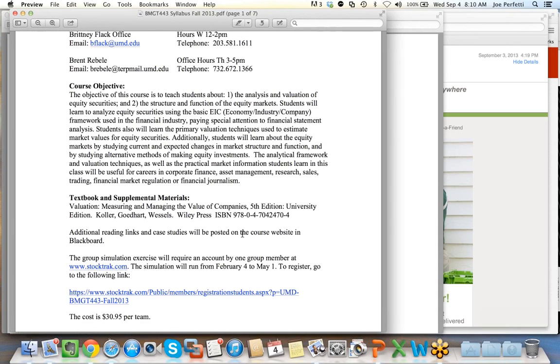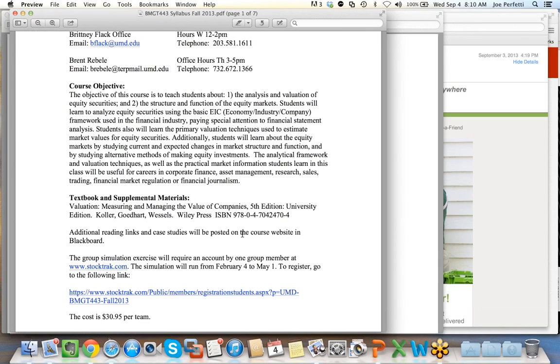The other cost to you this semester is that you will be doing a group project known as a stock track simulation. And you'll be putting yourselves into teams, which we'll talk about in just a few minutes. But each team of 5 to 7 people will have to sign up for the stock track simulation. The cost of that is $30.95 per team, or assuming 6 people, a little over $5 a person. That is the only other cost associated with this semester.